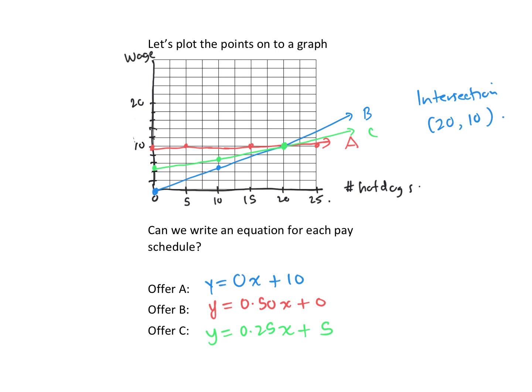Would I pick offer C? Offer C is kind of in between both. So it probably is the least attractive offer. I would either pick A or B depending on how many hot dogs I sell. A is better before 20 hot dogs and B is better after.